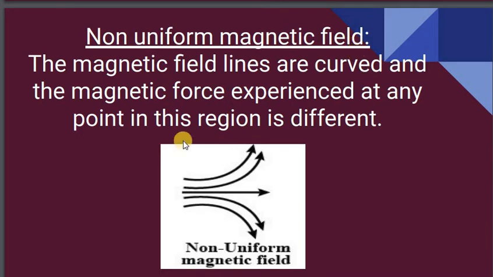Non-uniform magnetic field. The magnetic field lines are curved and the magnetic force experienced at any point in this region is different. So if you take any point in this region, they have different magnetic force.